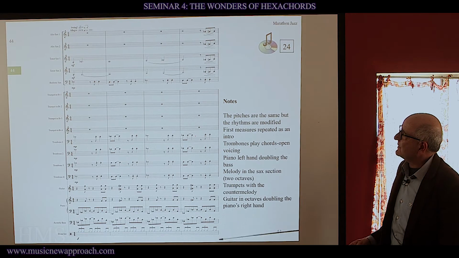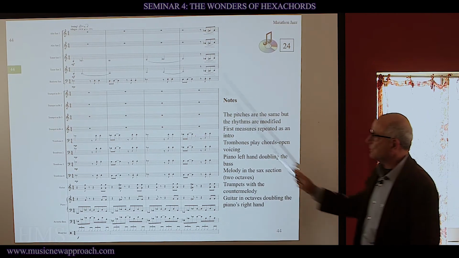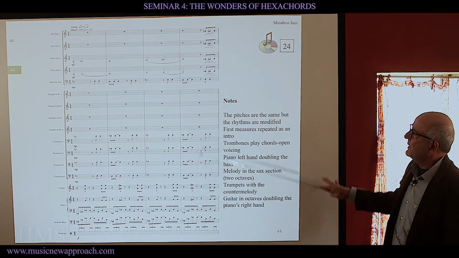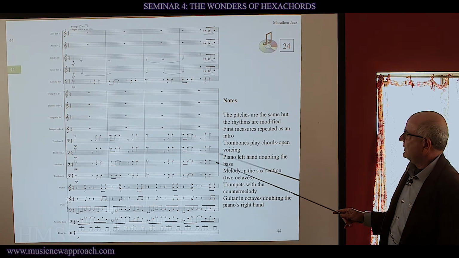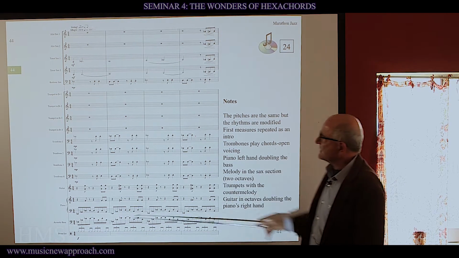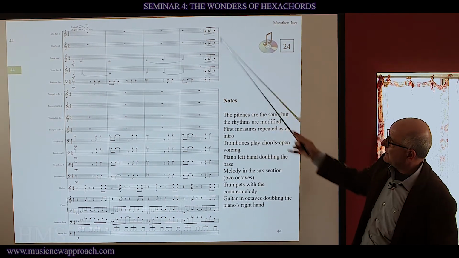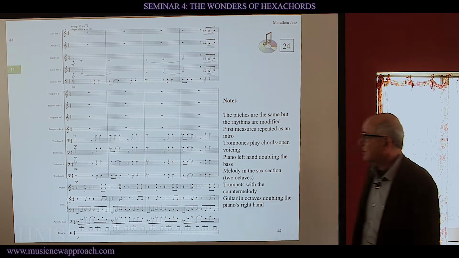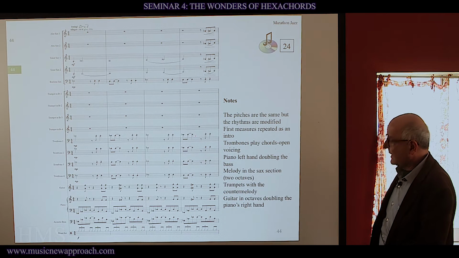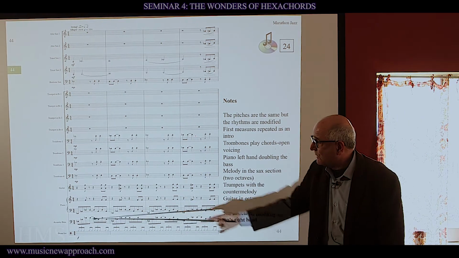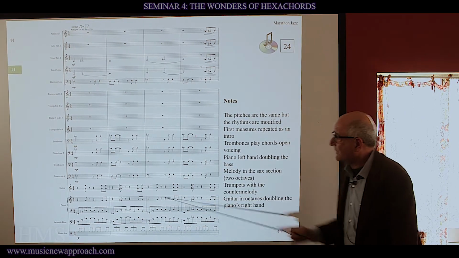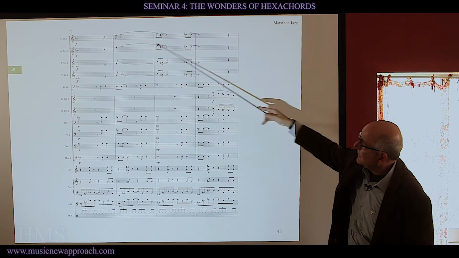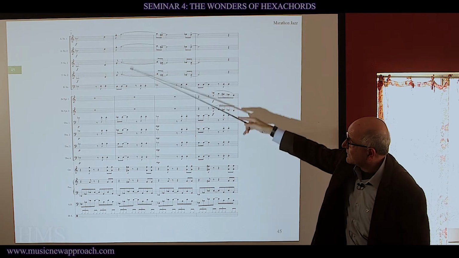Now, I can also take this same material and do it in this sort of jazz fashion, and that's what I've done here. So the pitches are the same, but the rhythms are modified. I open up in the beginning with an introduction before the melody begins here. I've got trombones playing the chords with open voicings. The melody is going to be in the sax section. I've got a piano, acoustic bass, a little drum set figure here, a little guitar. Then the saxes play the melody here in 2 octaves.